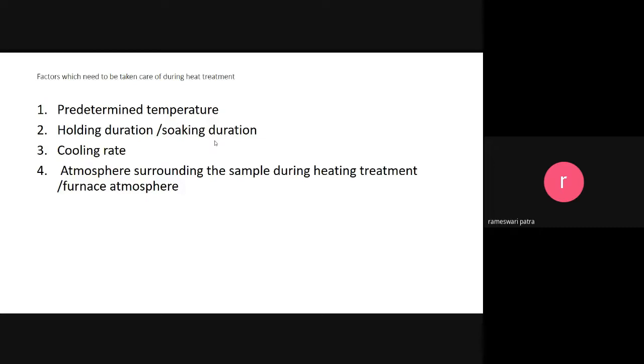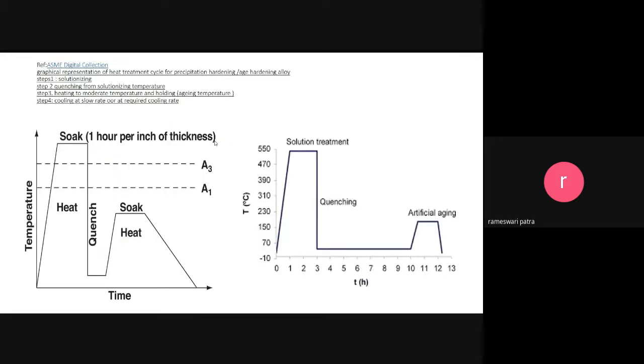Basically, we are taking the sample to above A3, right? Suppose, can anybody tell me, if you have a eutectoid steel, at what temperature do we need to take it? What will be our predetermined temperature? A3? Listen to the question carefully. You have a eutectoid steel. Will it be A1 or just above A1? Just above A1. Why just above A1?